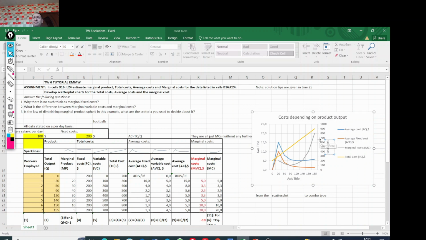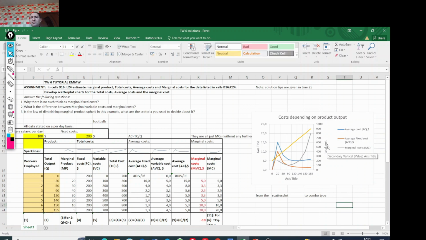Okay, so now we have indications for our axes, and while we were at it, this indication collapsed, so we have to redo it. Here we have average and marginals, right?